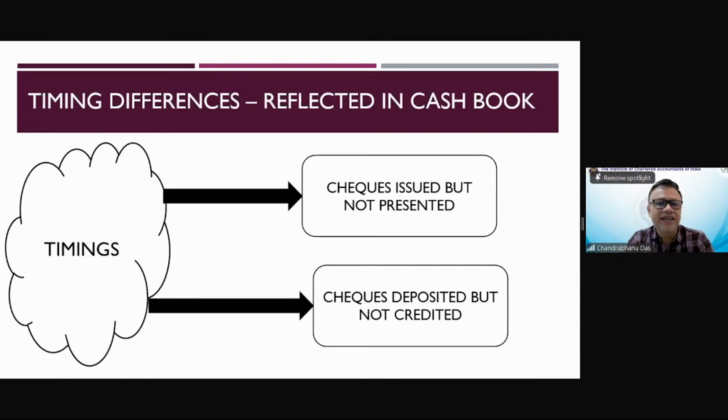It is a credit entry for a company and it will reduce the cash balance. Checks deposited is an inflow. It is a debit entry for the company cash book in the bank column and the cash book balance will increase. So check deposited increases the cash book balance. Check issued decreases the cash book balance.